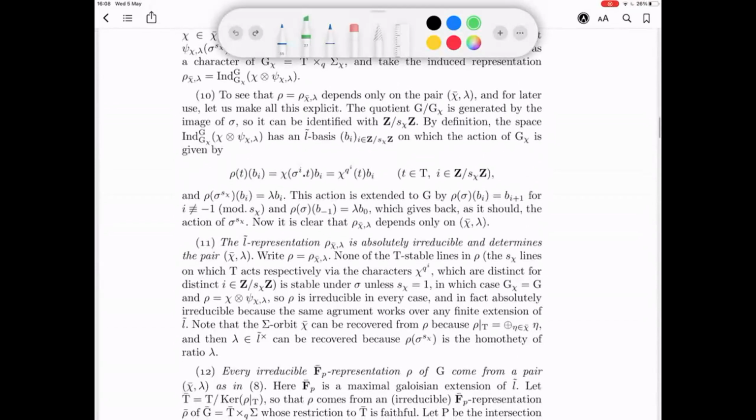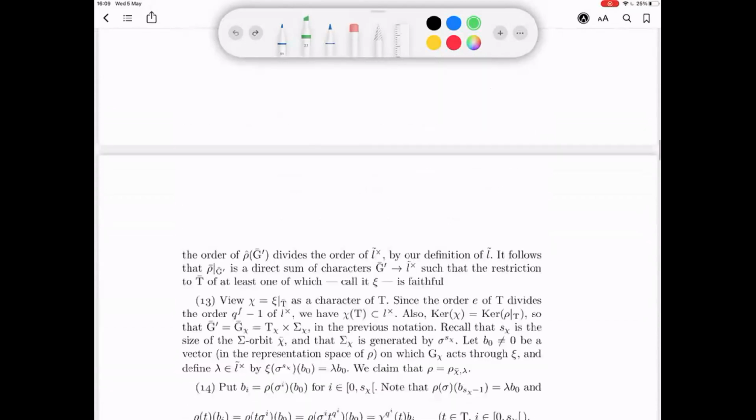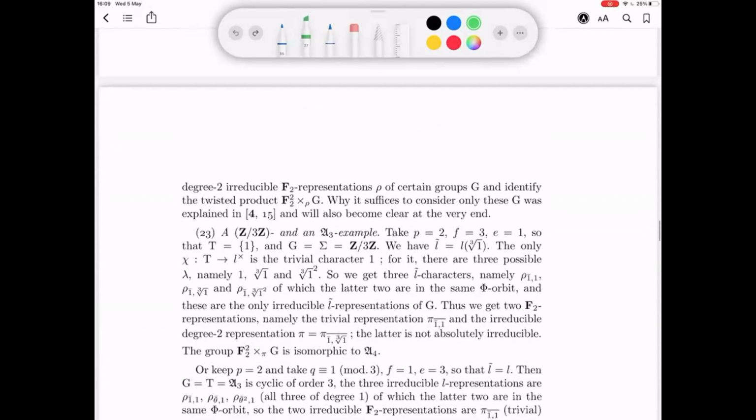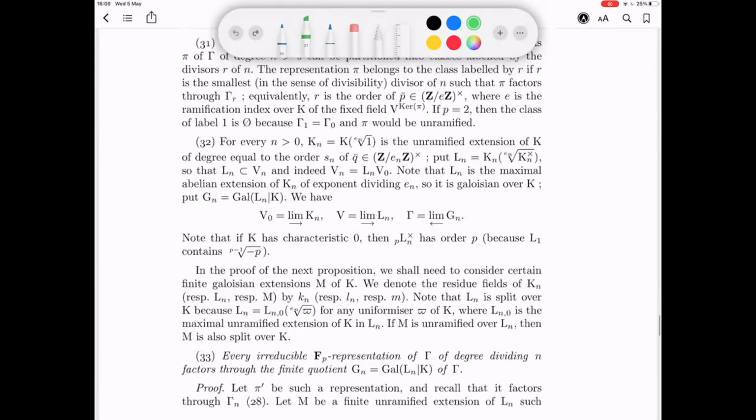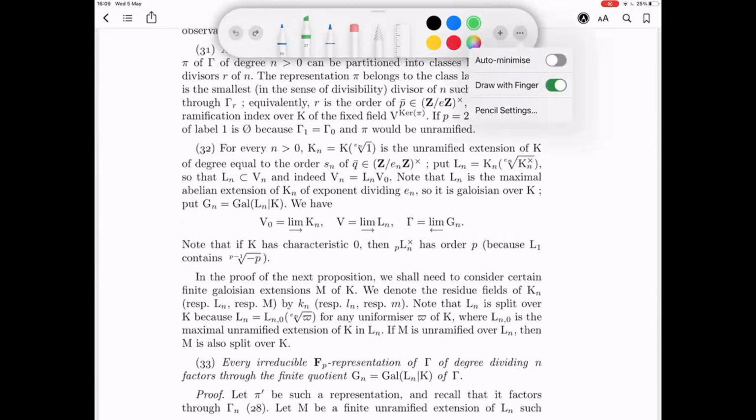So next week we are going to take up a new topic. We have looked at irreducible representations here. So the new topic is going to be, as I said, the group G_n here. It'll act on L_n star modulo L_n star to the power p. And this L_n is a terminally ramified extension of K.